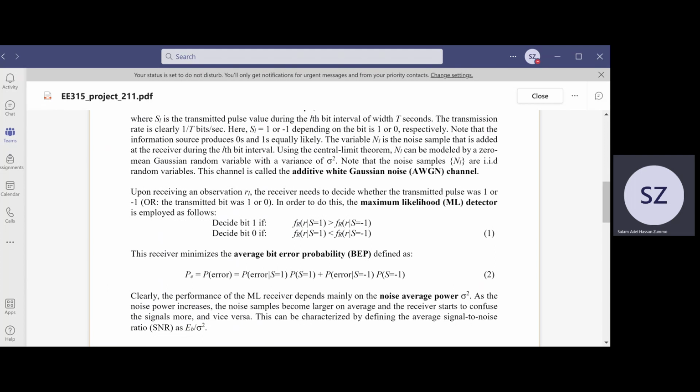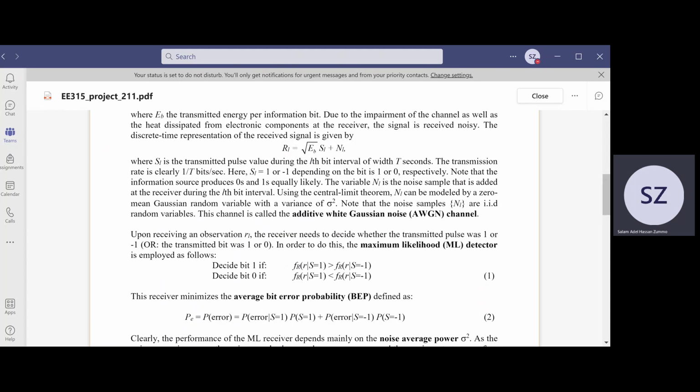Okay, so now upon receiving the signal, how do I detect it? What do you think? The signal that comes to me is positive or negative square root of EB plus noise. This noise is zero mean with a certain variance. Okay? Now when I receive a signal, I don't know what was sent, 1 or minus 1. If I receive a signal and the noise comes, say 0.25, how do I detect it? What do you think?